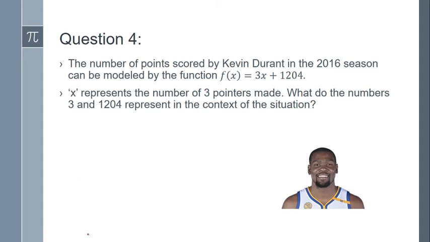All right, so the number of points scored by Kevin Durant in the 2016 season can be modeled by this function. F of x is equal to 3x plus 1204. X represents the number of three-pointers made. Okay, so what do the numbers 3 and 1204 represent in the context of this situation?